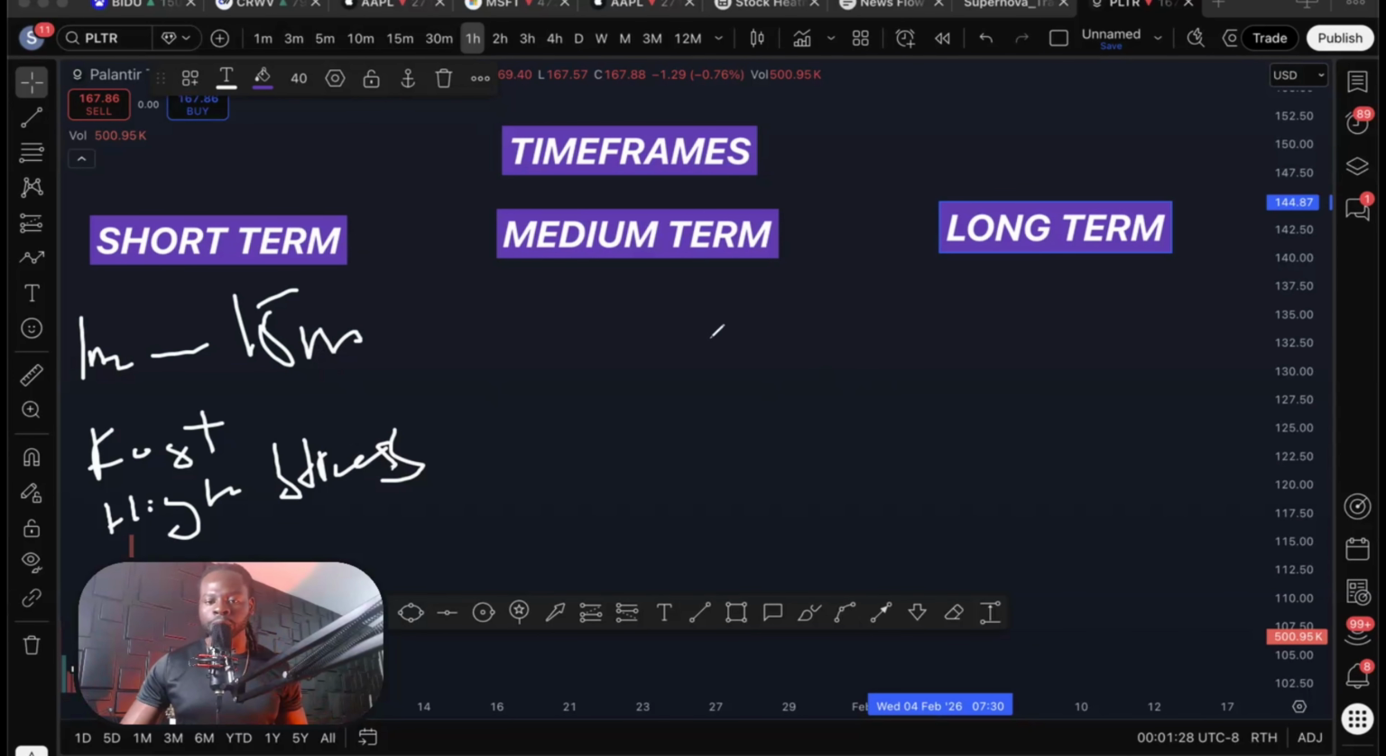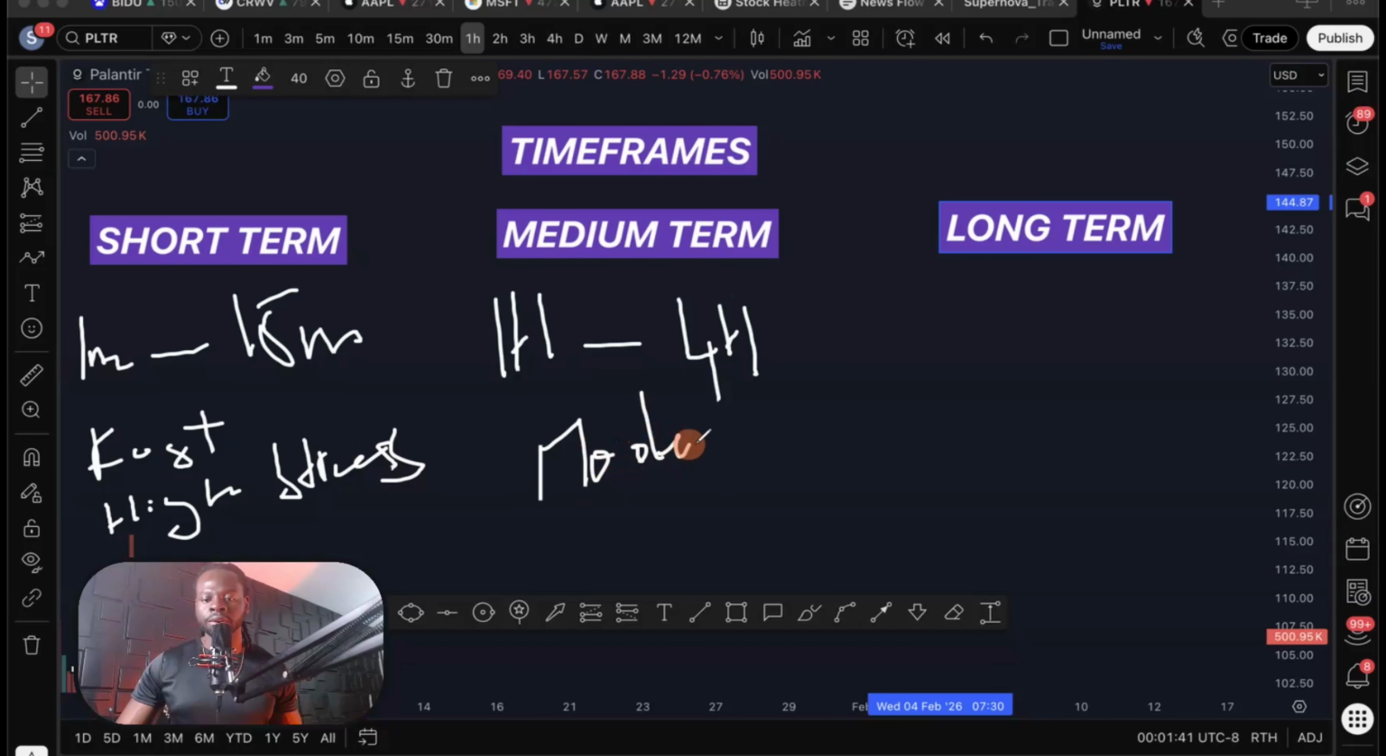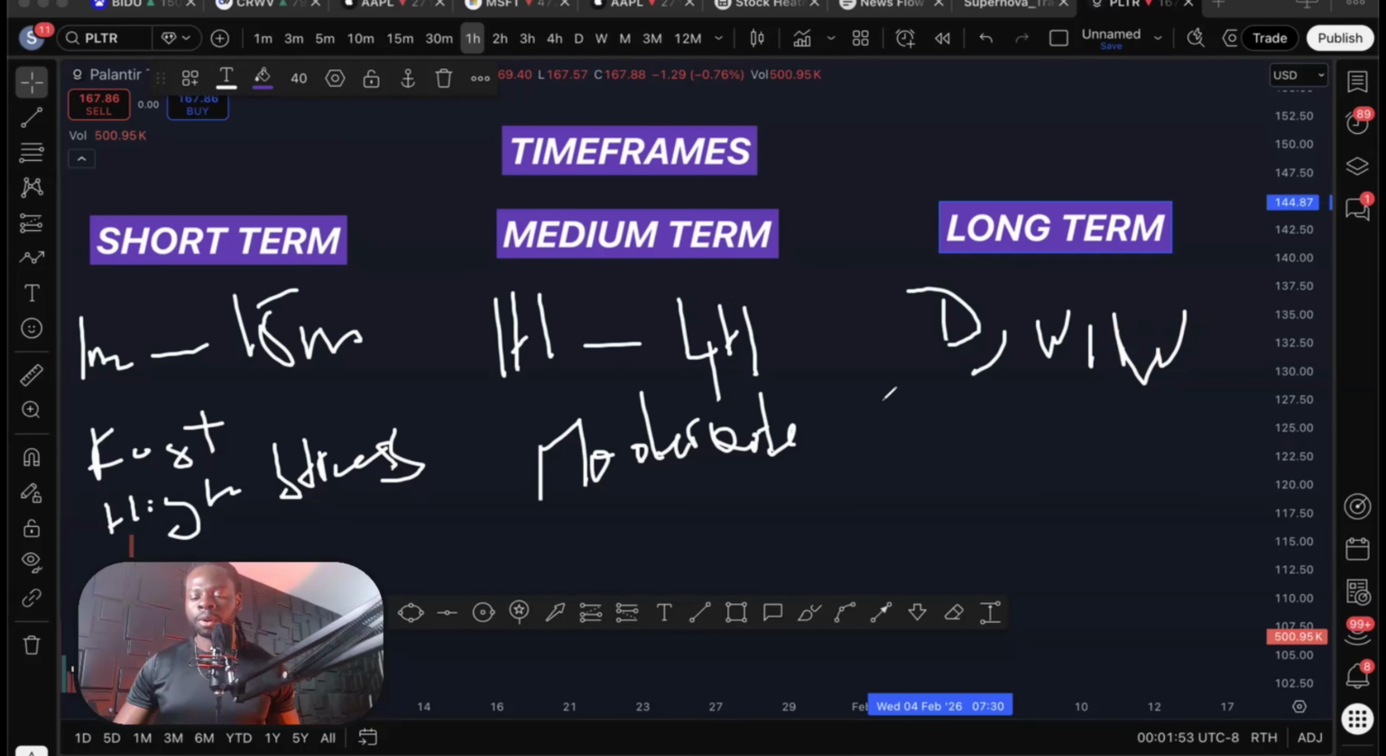For the medium term, we're going to look at the 1 hour to the 4 hour. Those are a moderate pace in general. We can even include the daily time frame here, but let's focus on the 1 hour and 4 hour. And for long term, we can have the daily time frame, the weekly time frame, the monthly time frame, and we can even have a quarterly time frame to go even longer. But daily, weekly, and monthly is pretty much it. So that's the different window categories of time frame in general.